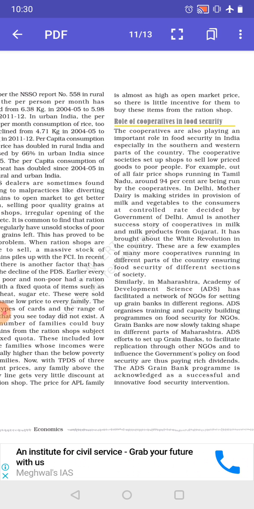So because of this system of three different cards and different prices for different commodities, and as this public distribution system is made much more complex, the advantages that were actually intended, or that people were supposed to get, the people are unable to get such advantages now. Now in the next video we will complete this chapter. Only the last topic, role of cooperatives, is left. We will complete that and the chapter will be completed.